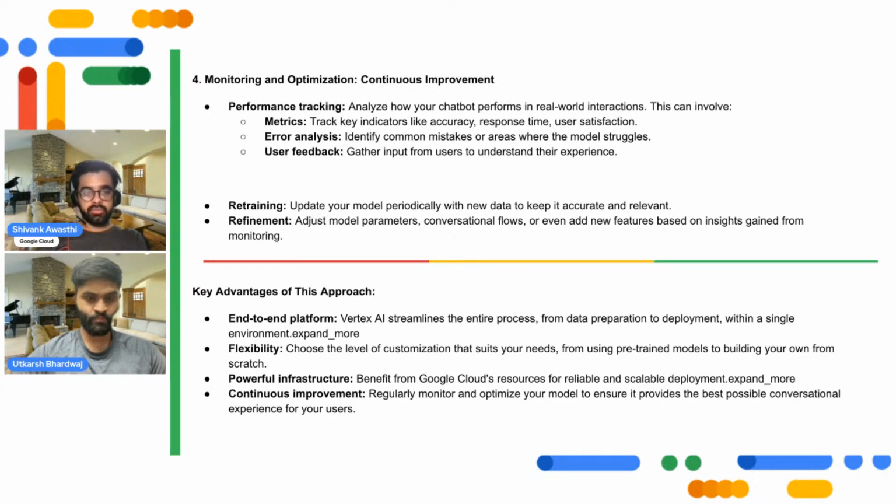Now, the key advantages of this approach: first, having an end-to-end platform, as Vertex AI streamlines the entire process from data preparation to deployment within a single environment. Flexibility is also a key advantage, as it helps us choose the level of customization that suits your needs, from using pre-trained models to building your own from scratch. Another key advantage is a powerful infrastructure, benefiting from Google Cloud's resources for reliable and scalable deployment. Continuous improvement, as we just discussed in the fourth point, means that regularly monitoring and optimizing your model ensures it provides the best possible conversational experience for your users.